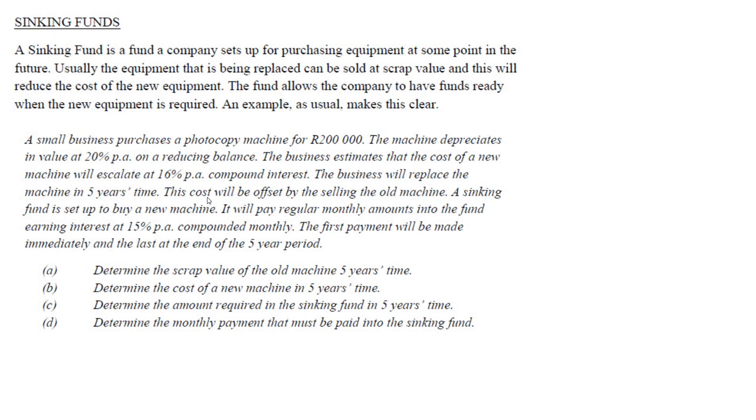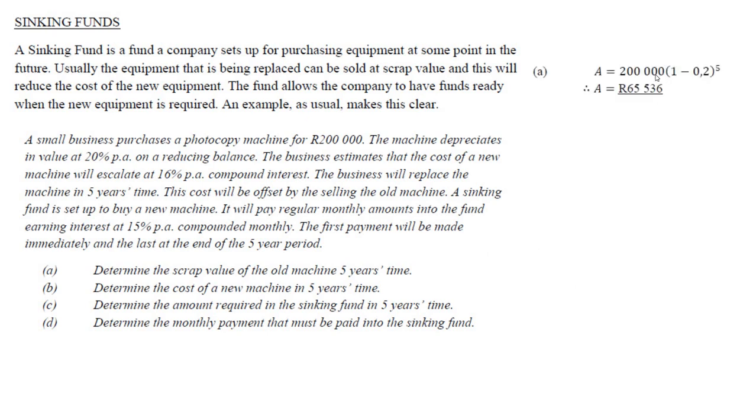It'll be offset by selling the old machine, so you get to trade it in and subtract that price from the new machine. It will pay regular monthly amounts into the fund at 15% compounded monthly. The first payment will be made at the end of the last month, at the end of the 5-year period. That means the formulas will just work.